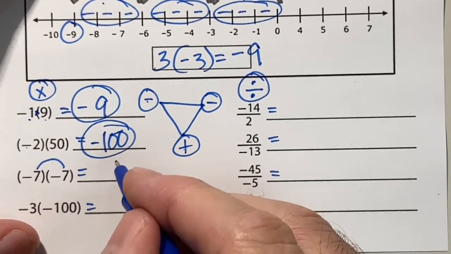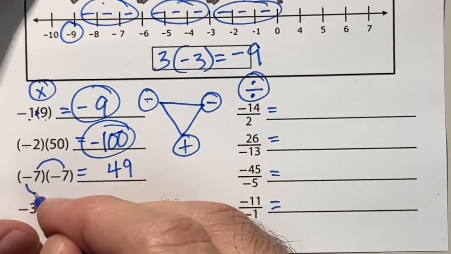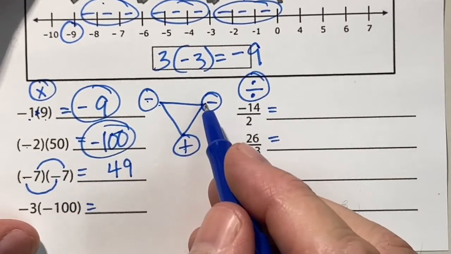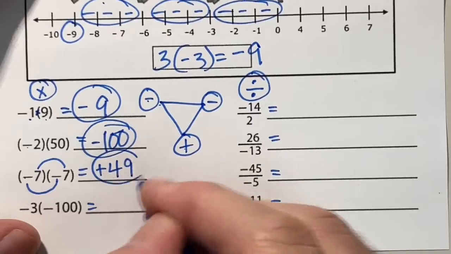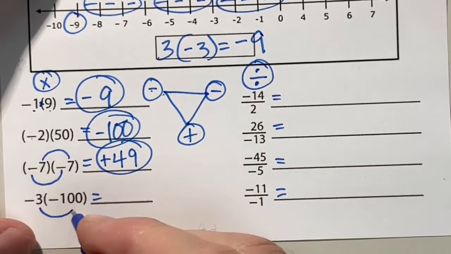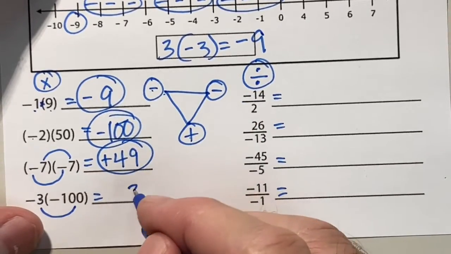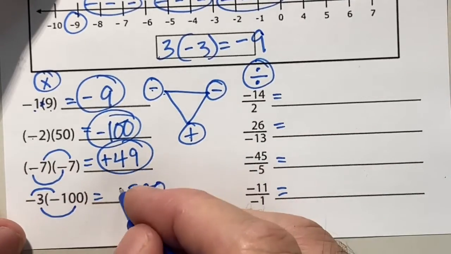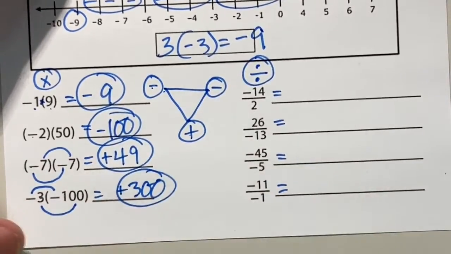Okay, 7 times 7 is 49. And a negative times a negative, double negatives multiplying, is going to give you positive. Okay, 3 times 100 is 300, and then a negative times a negative is a positive.